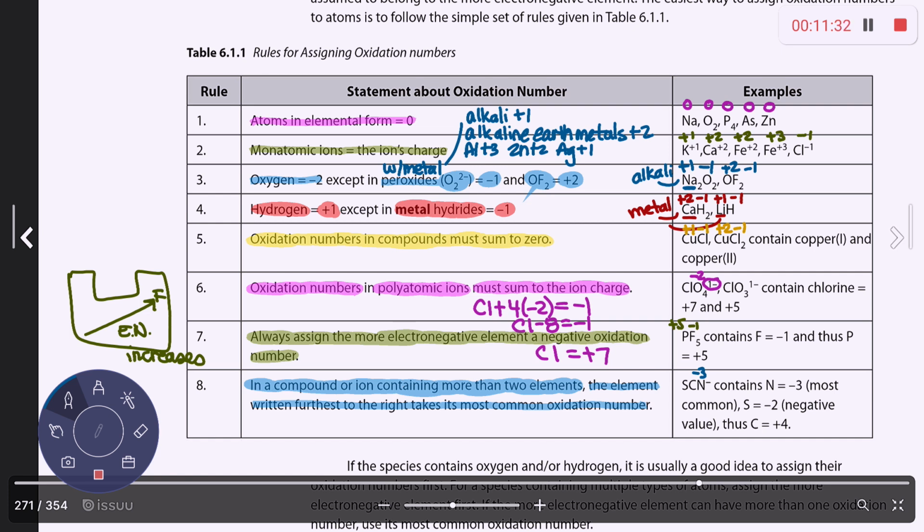I have sulfur and carbon left. Which one is more electronegative, carbon or sulfur? Sulfur. So you would assign sulfur its common charge, which is a -2. Then you would use basic algebra to calculate carbon. So I have a -2 on sulfur plus carbon plus a -3 on nitrogen. This adds up to this -1 charge on the polyatomic ion. -2 and -3 is -5. Put the -5 on the other side. Carbon is going to end up being a +4.